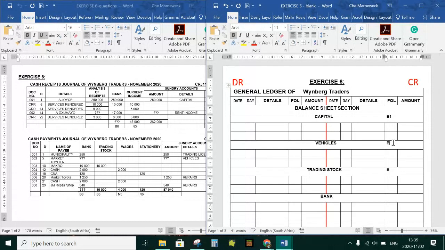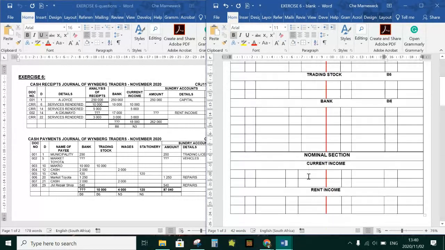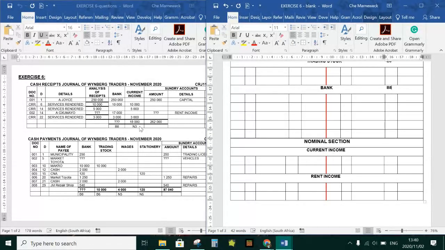So, capital will be B1. Drawings is normally B2, so we'll make vehicles B3. They already tell us the trading stock is going to be B6, so we'll make that B6, and bank is B8. We then move on to nominal.